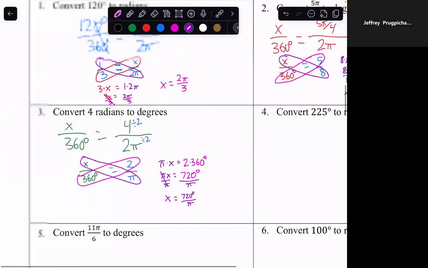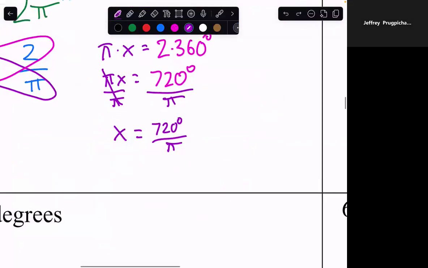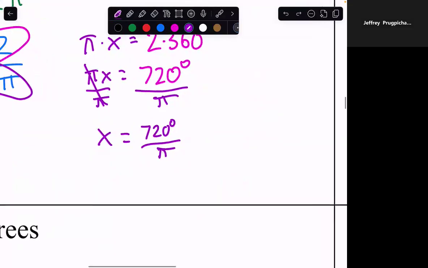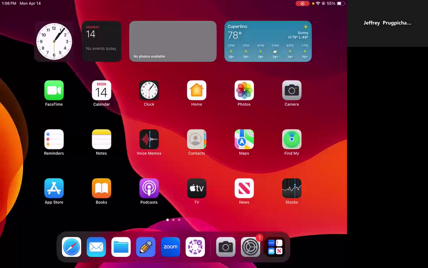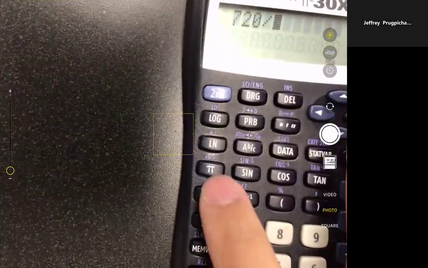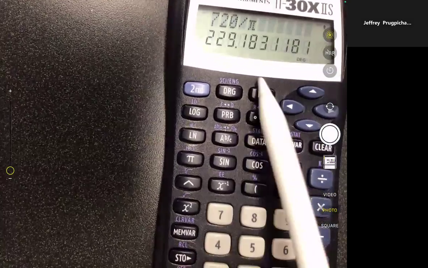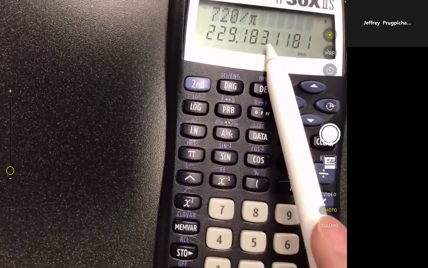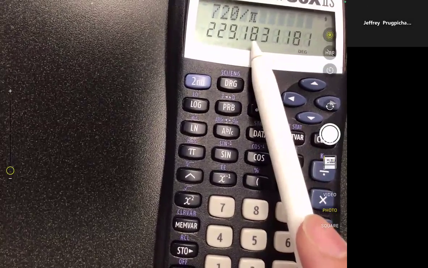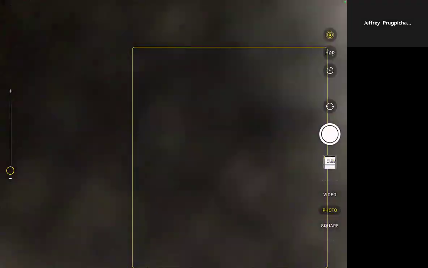Here the instructions say round to the nearest hundredth. So I'm just going to use the pi button on my calculator. I'm going to type in 720 divided by pi. And then we're going to round to the nearest hundredth. So the next number is not 5 or more, so it stays at 8. So 229.18 degrees.